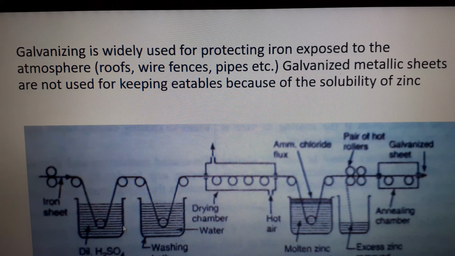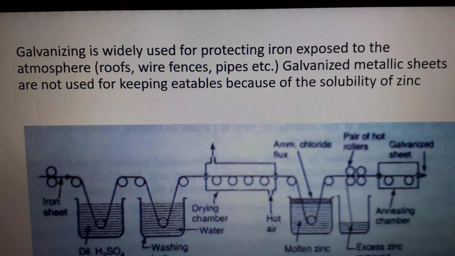It is then dipped in a bath of molten zinc, which is maintained at a temperature of 425 to 430 degrees Celsius. The surface of the bath is covered by a flux of ammonium chloride to prevent further oxide formation. When the article is taken out, it is found to have been coated with a thin layer of zinc.